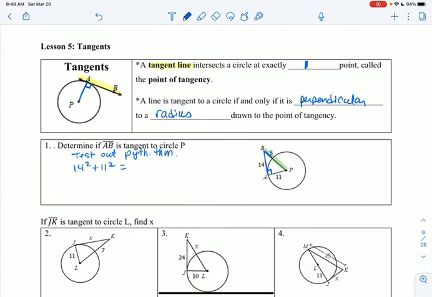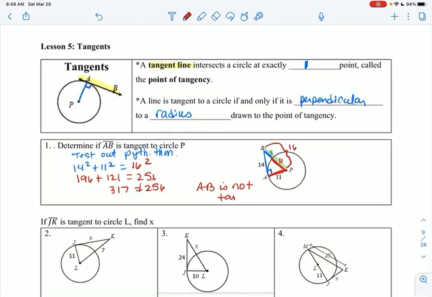So I need to know this other little part here. I'm going to highlight this in red, so you can see that in red is really just a radius. If the other radius is 11, that makes this radius 11, so then this whole segment is 16. So 14 squared plus 11 squared equals 16 squared. That's what I'm testing out. 14 squared is 196, 11 squared is 121, 16 squared is 256. And nope, it is not tangent. The Pythagorean theorem doesn't work. So AB is not tangent.